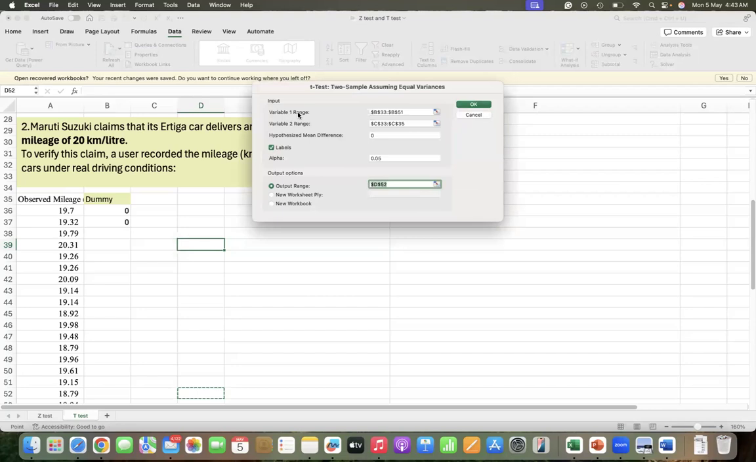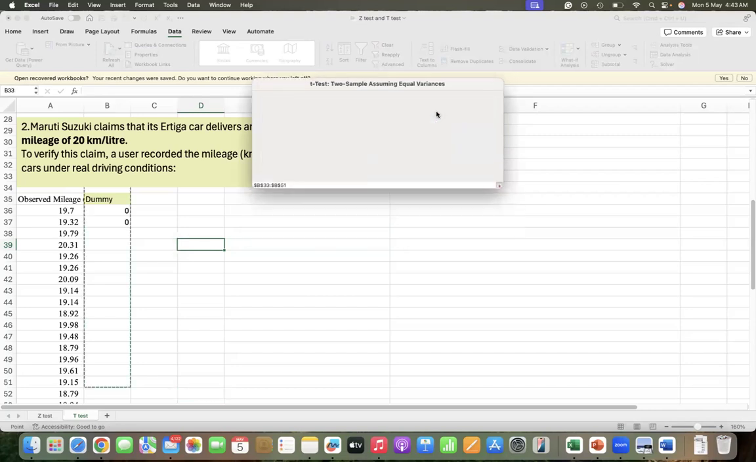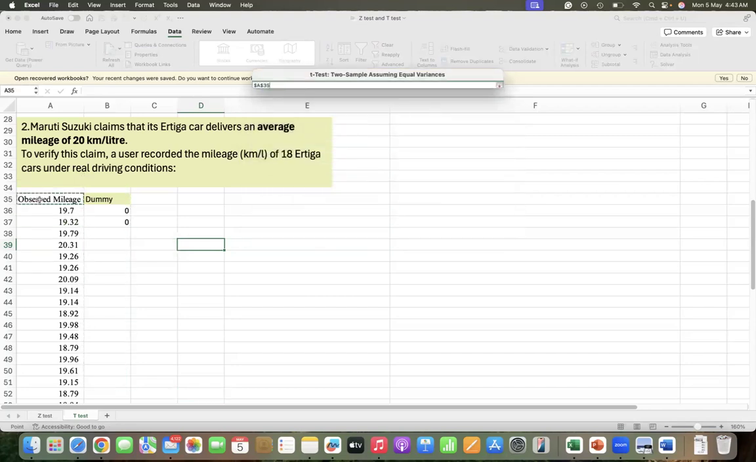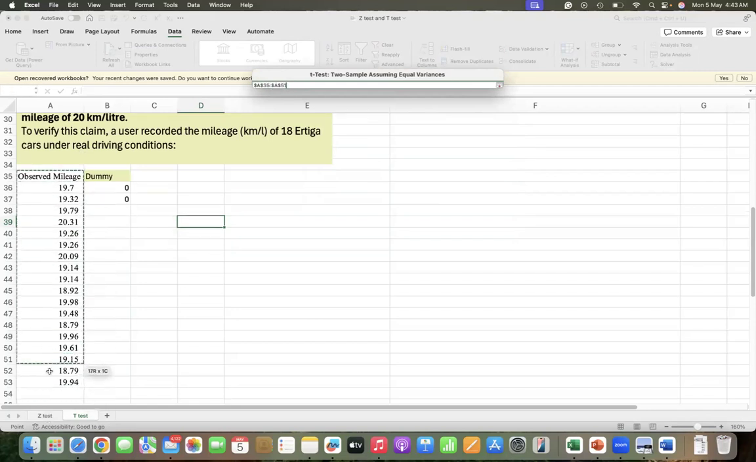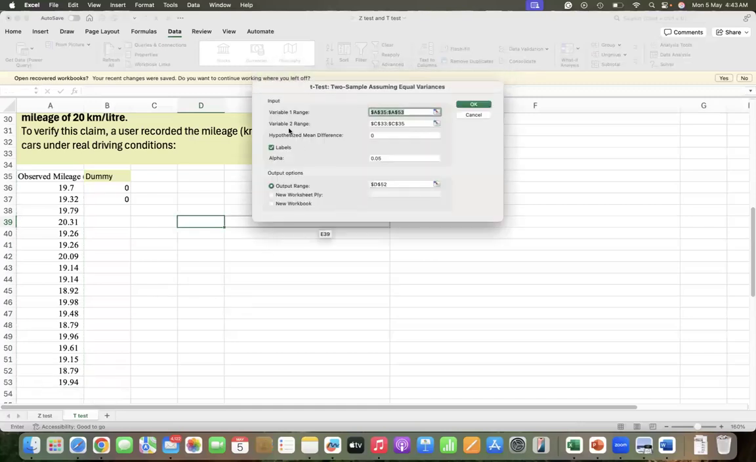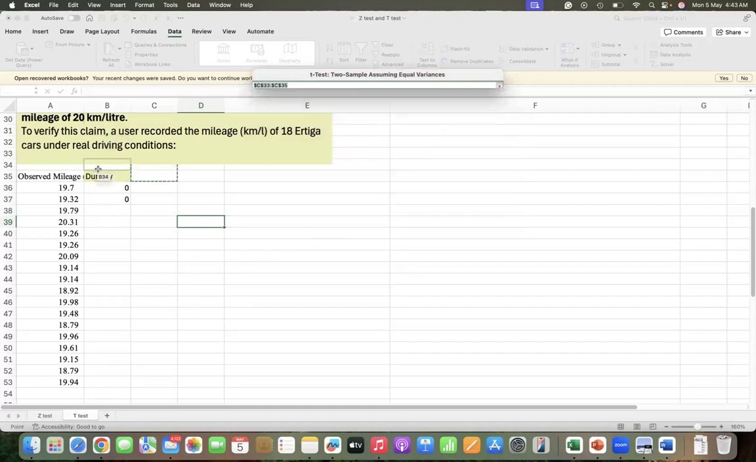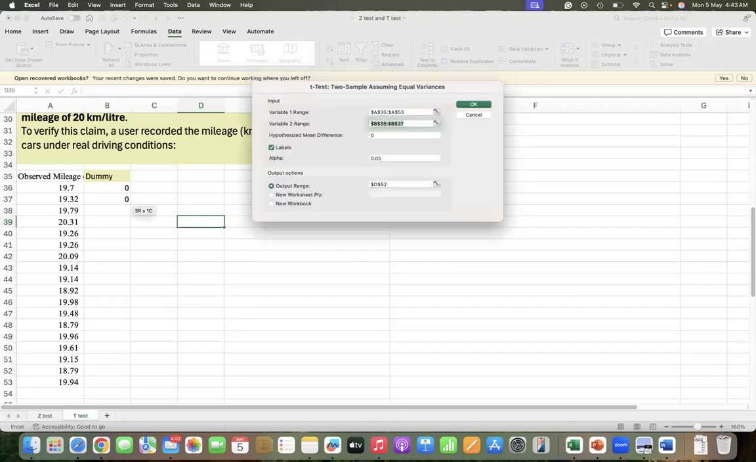Okay. It says variable one range. Variable one is this. I'm selecting this. Then variable two range, I will click on this. Variable two is my dummy variable. I'm choosing this. Hypothesized mean difference is 0 only.